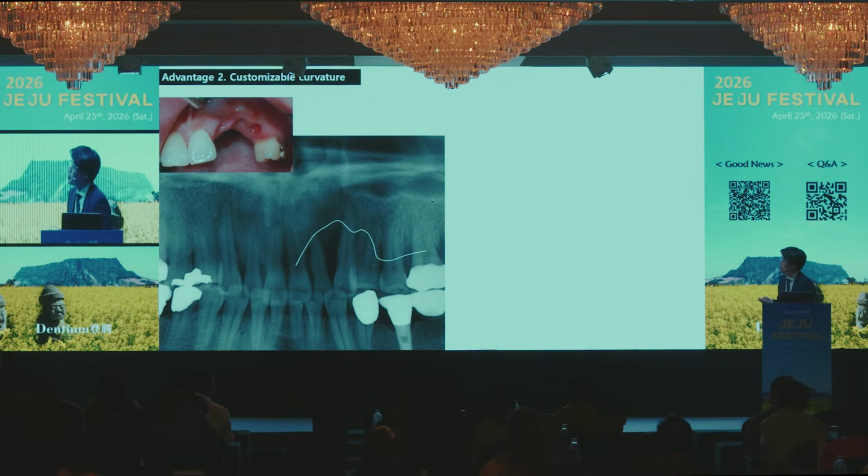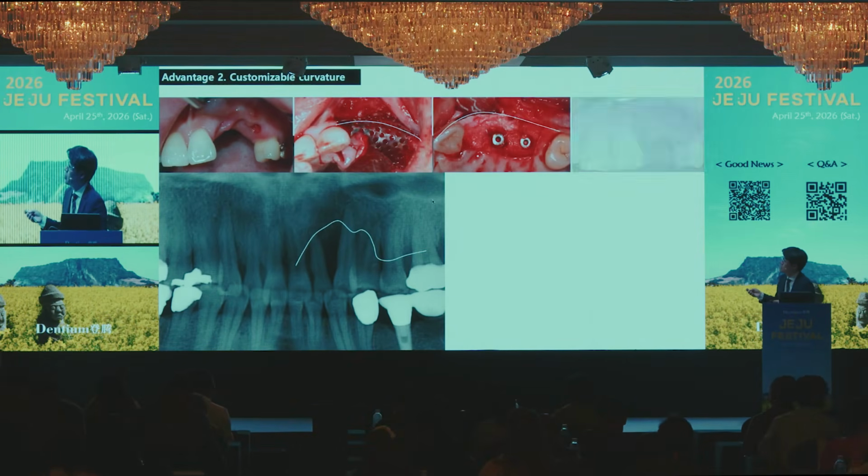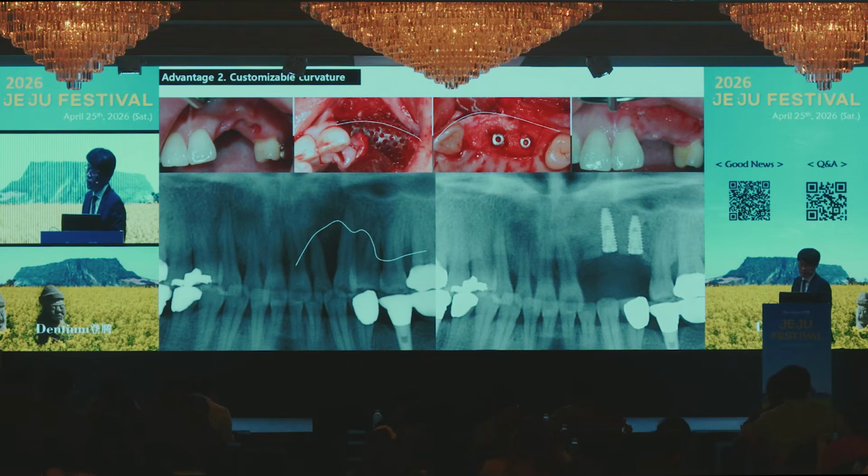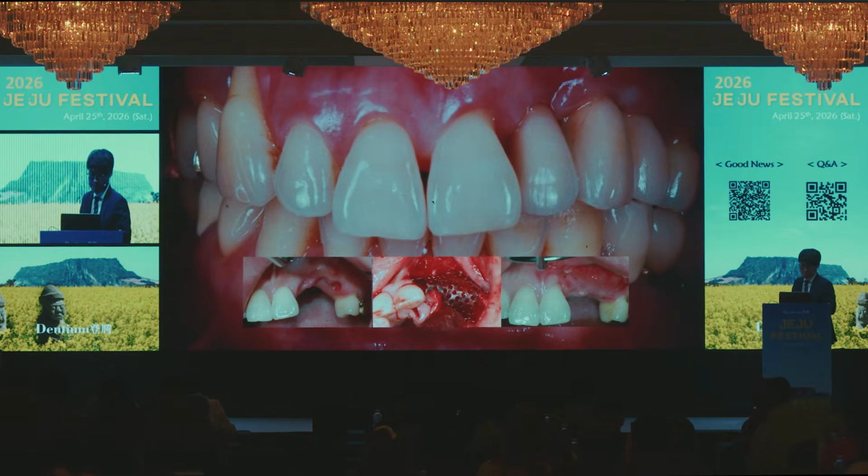Another advantage is like this one. We can change the coverage. Even in covered area of arch, like canine area, I can trim and adapt it to the desired shape. So in this case, despite severe alveolar resorption, I was able to restore the arch bone well and achieved a good aesthetic result.